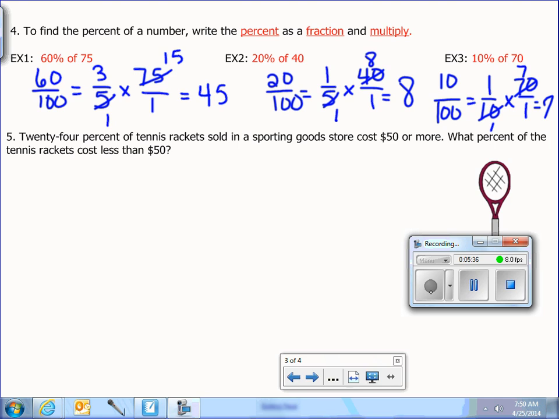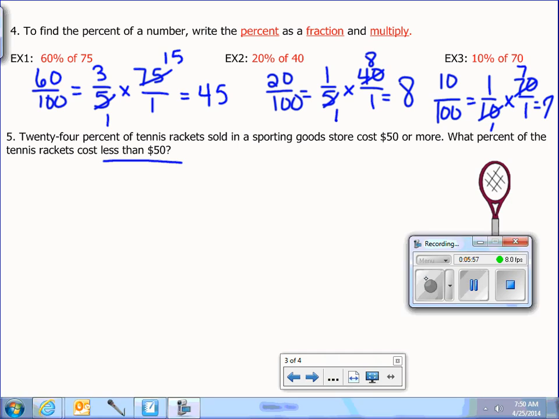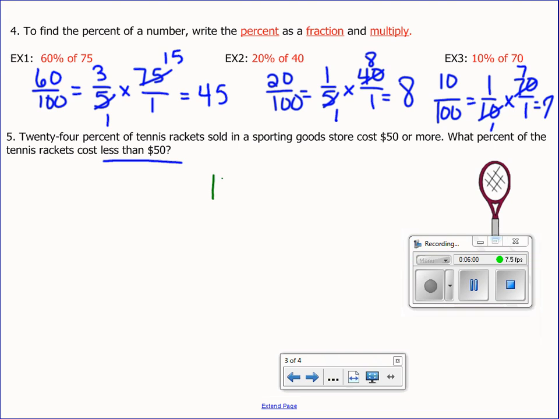Number 5, 24% of tennis rackets sold in a sporting goods store cost $50 or more. What percent of the tennis rackets cost less than $50? So if 24% costs more, what percent of the tennis rackets cost less? In this problem, you just take 100 minus 24, which is 76. So 76% of the rackets cost less than $50.